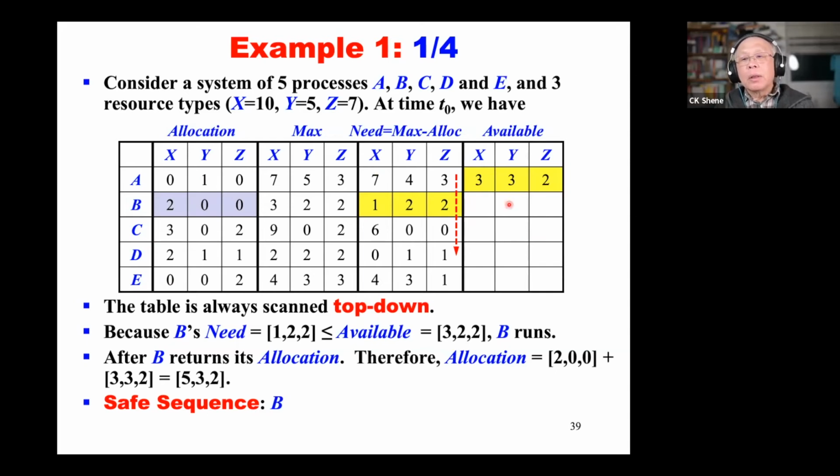Remember, available is a single-dimensional array. So A needs 7 X, 5 Y, 3 Z, and so on. Now, this is the currently allocated resource. So need is equal to max minus allocation. And then the available resource is 3, 3, 2.